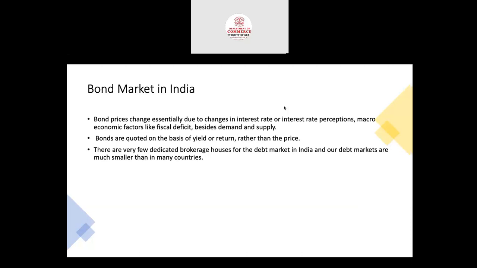Bonds are quoted on the basis of yield or return. The yield means the interest rate given by the bonds. So that is the main criterion to purchase bonds. When there are a lot of bonds available in the open market, subscribers are interested in the interest rate fixed in the bond. Some bonds are trading at a 10% interest rate, some at 9%, some at 8%. But an intelligent person always prefers a bond having a higher interest rate, 10% or 11%.